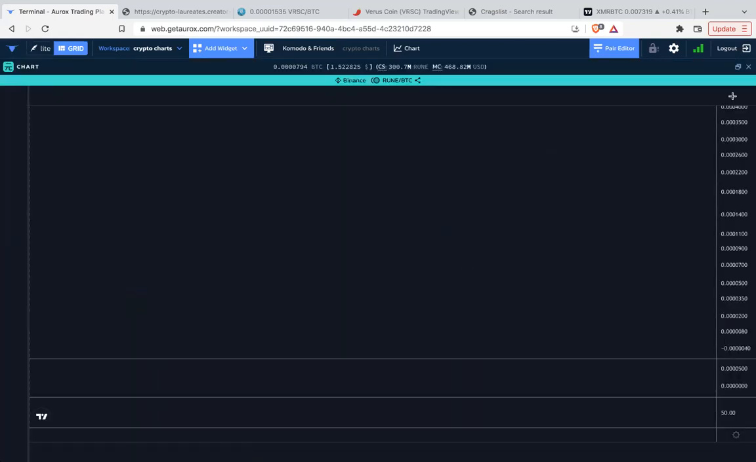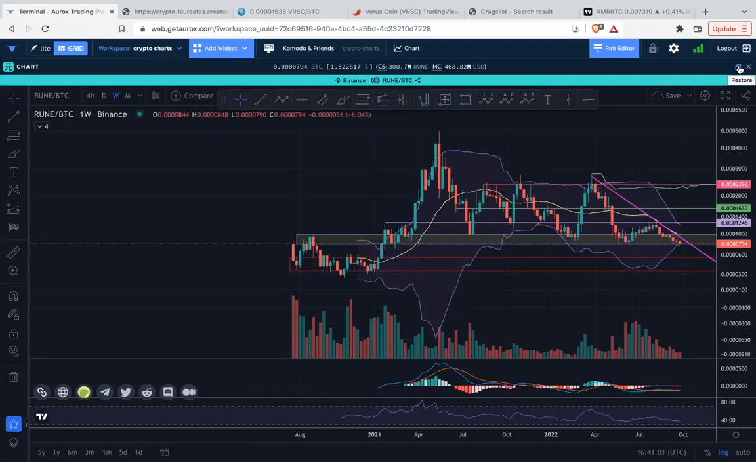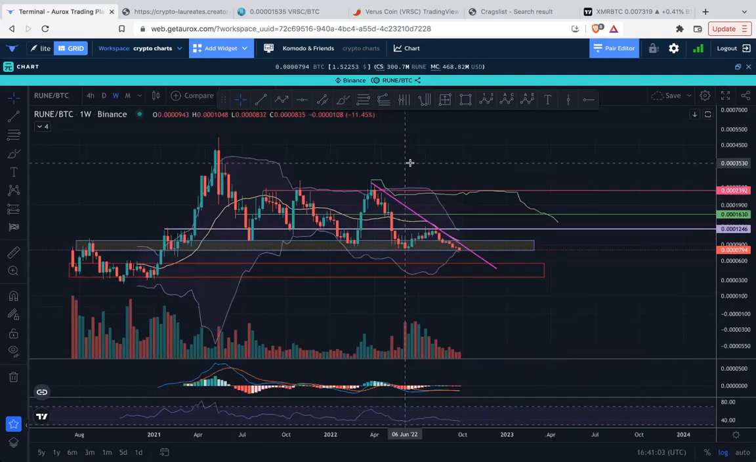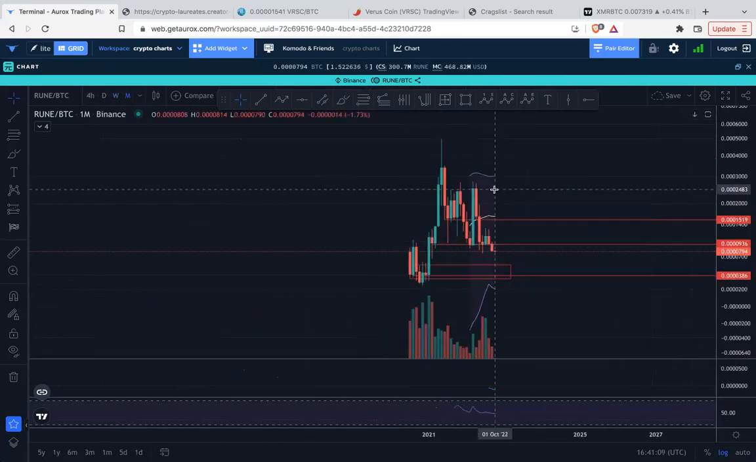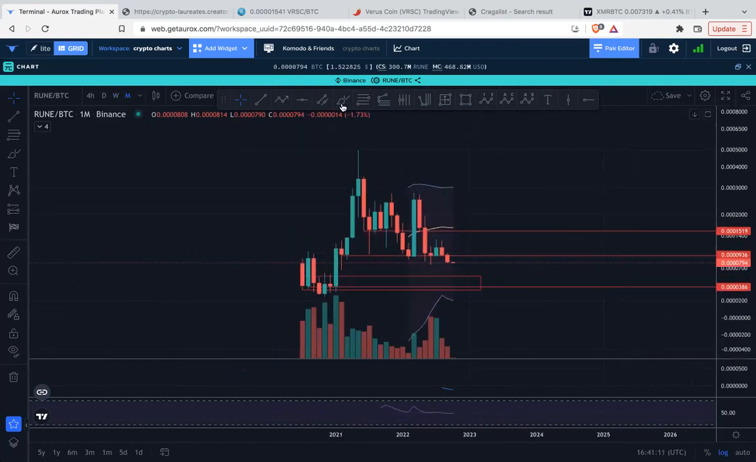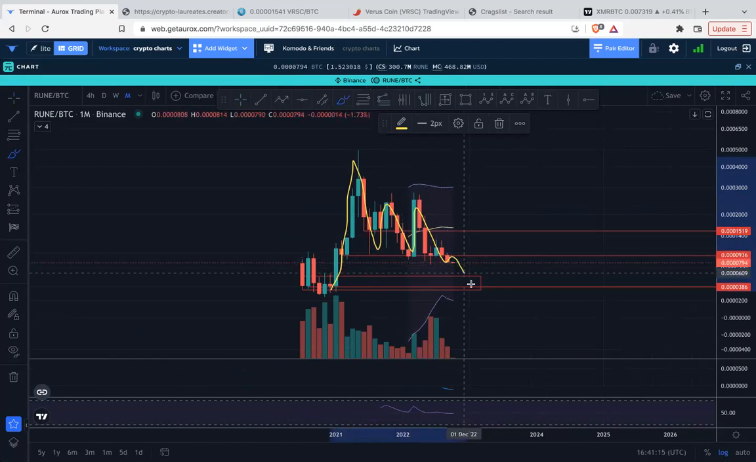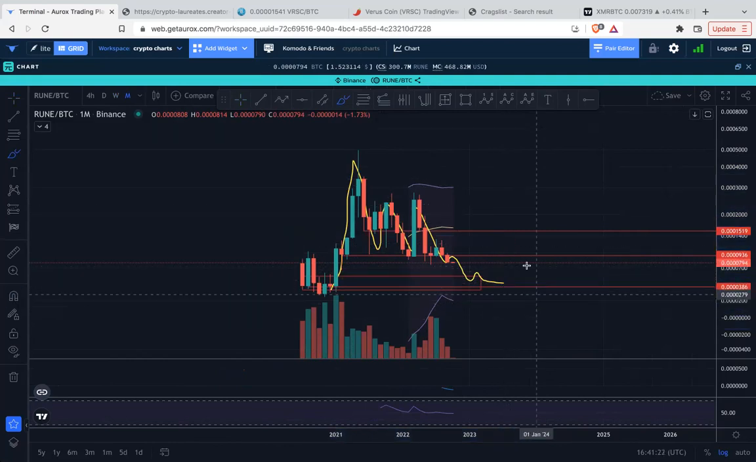Here's RUNE against BTC. People like this one, and so we shall look at it too. Oops, this is a weekly chart. We've got a big downtrend on the weekly, and on the monthly, yeah, it looks like it needs more time. You've got a big move up, and now it just needs to keep going, and then maybe it'll be ready towards 2023, but maybe even into 2024.